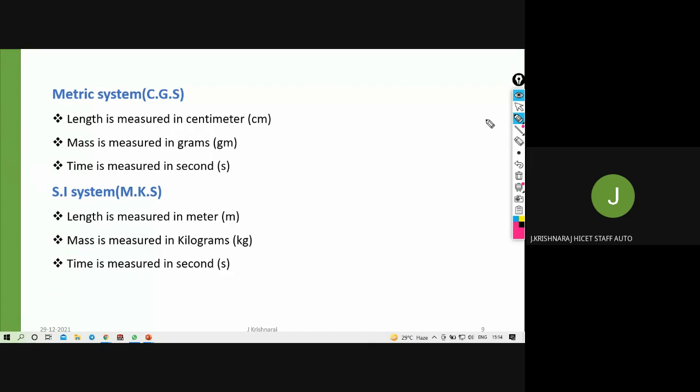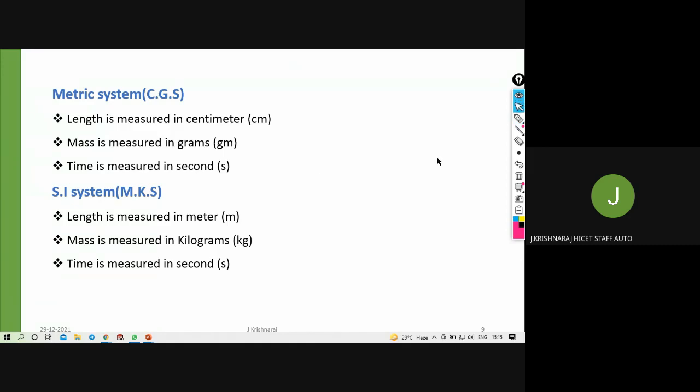Once again, I repeat. The metric CGS system is length in centimeters, mass in grams, time in seconds. Then the other unit system we follow is the SI system, MKS. MKS means length in meters, mass in kilograms, time in seconds. These two systems are universally followed in most cases.